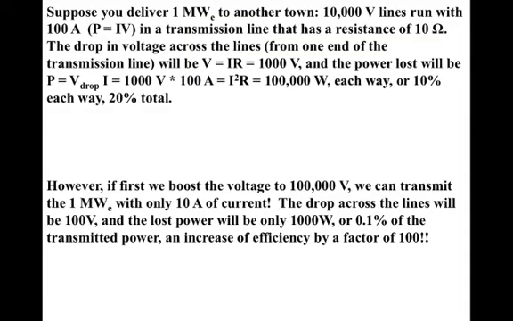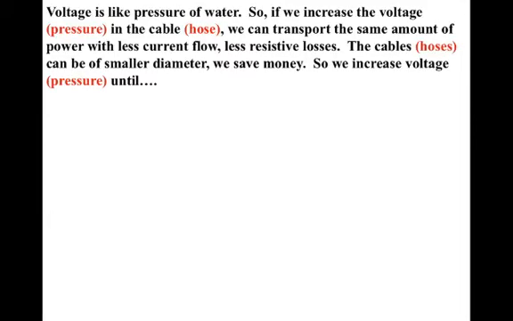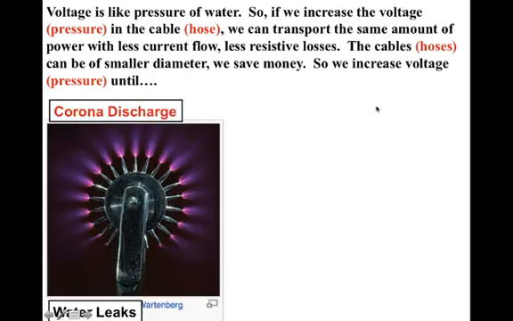This is another problem for you to work on that's essentially the same one. What we want to do is boost our voltage up as high as we can so we can drop the current and drop our power losses. And we're going to increase that voltage until we get corona discharge.